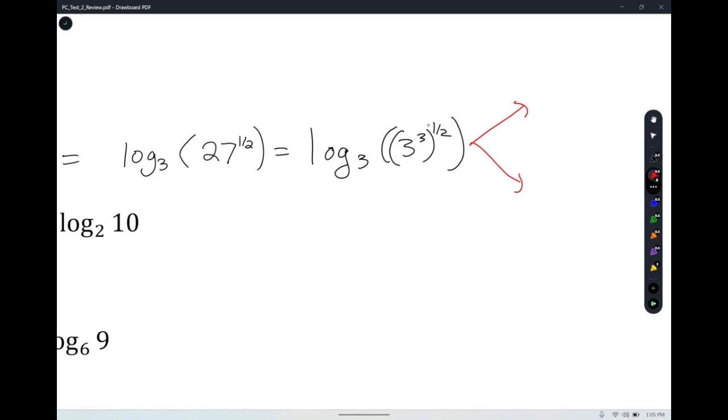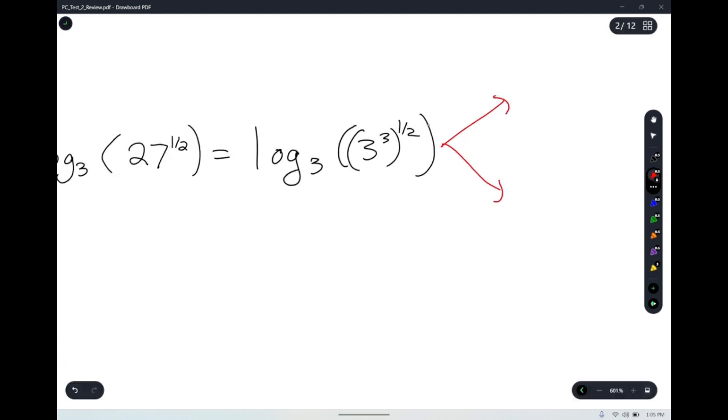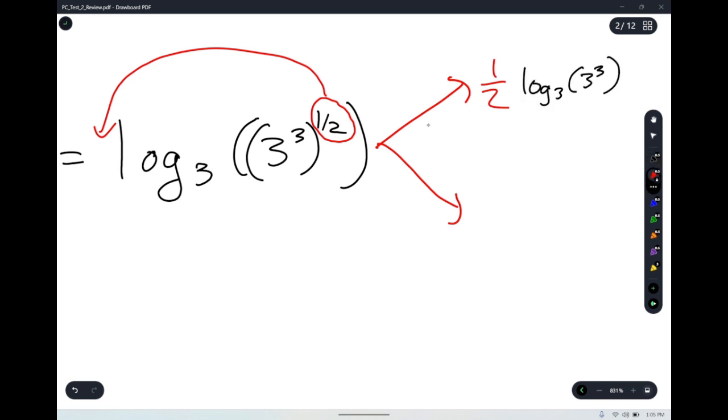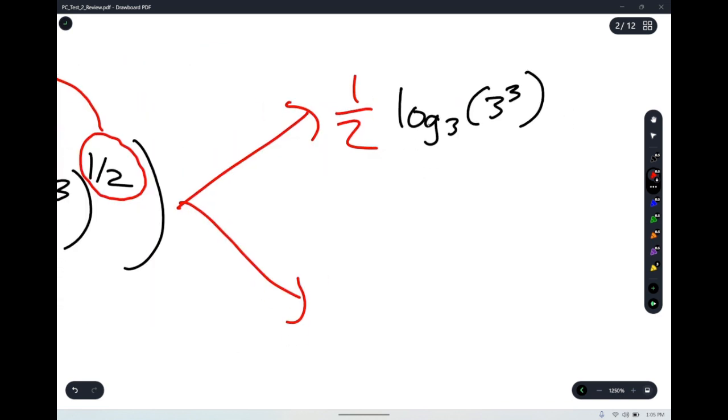How would you apply it? Oh, you're doing the exponent thing? Where's the biggest exponent? Oh, where can this 1/2 go? And now we're looking at 1/2 log base 3 of 3 to the third. What happens to log 3 of 3 to the third? Two of those cancel. And now you're just left with 1/2 times 3, which is 3/2.